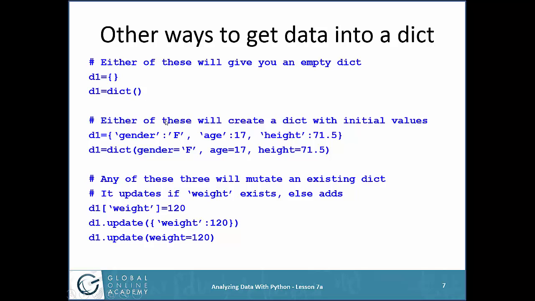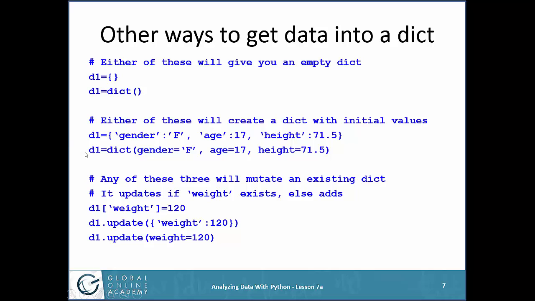Now, there's a couple of ways we can create a dictionary that have initial values. I can say D1 equals, open the curly brace, close the curly brace, and inside, just like I did on the previous page, this key goes with this value. Key gender goes with the value, the string F. Key age goes with the value, the number 17. Key height goes with the value 71.5.